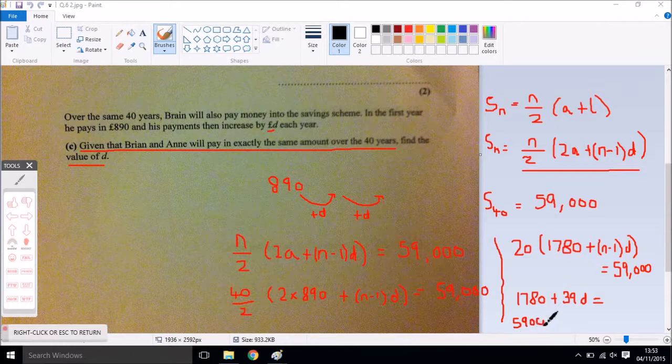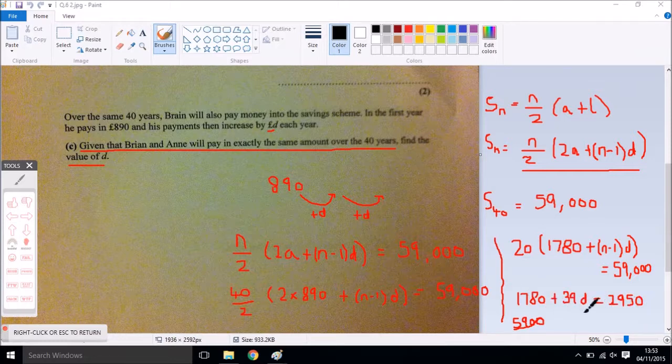But remember, that's when you divide by 10, 5,900 will go into it 10 times. So you need to half this, and that value will go into it 20 times. So halving this value gives you 2,950. Okay, and then let me just continue this on the left hand side. So this is what we're left with: 1780 plus 39d is equal to 2,950.